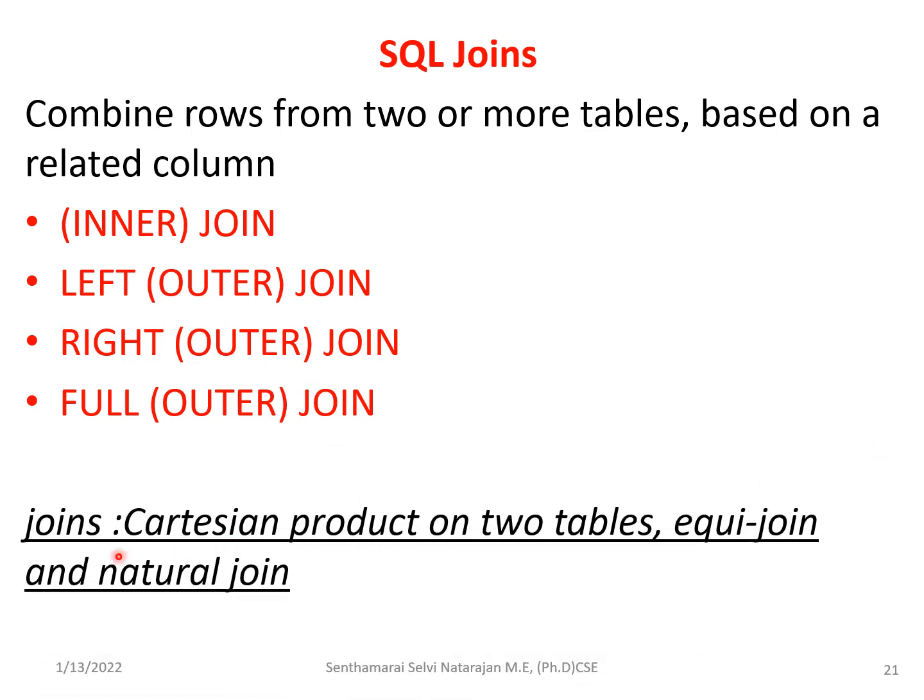And joins, in your syllabus, have been restricted to the Cartesian product on two tables, that's the first one, then equi-join is the second one, and natural join is the third one. So we are going to see examples related to these three joins. Okay.